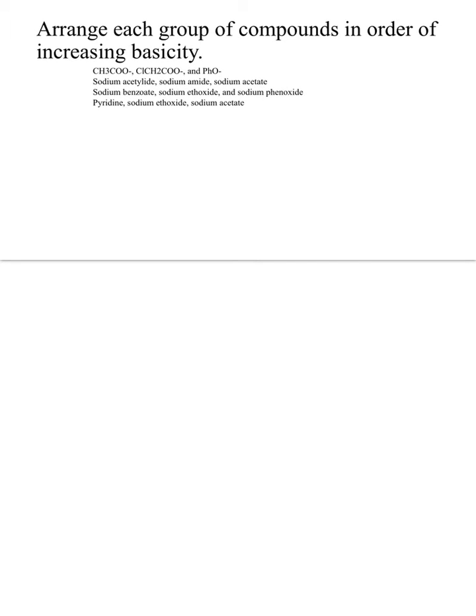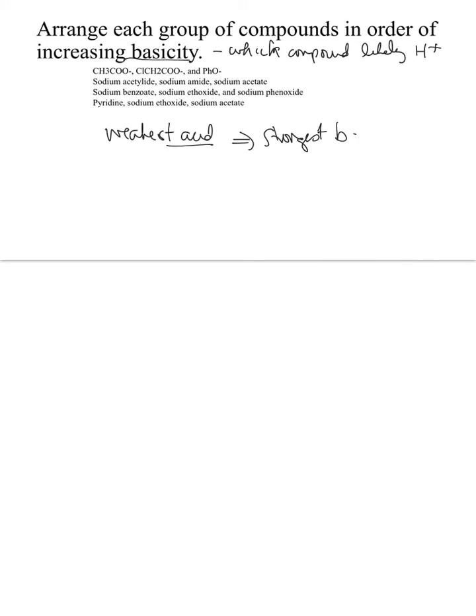Okay, arrange each group of compounds in order of increasing basicity. This means which compounds would likely want a proton. Okay, that's what we're talking about with basic. So if it's increasing basicity, this means it has to be the weakest acid. Because if it's the weakest acid, it's the strongest base. They're kind of opposites, like yin and yang.